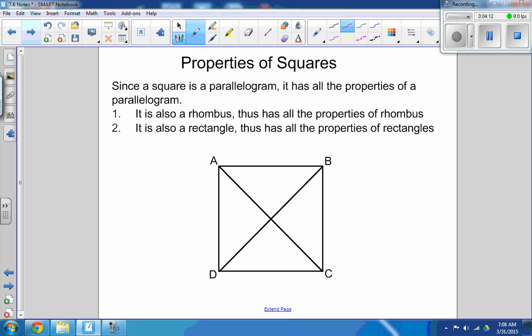Now, let's look at the properties of a square. Since a square is a parallelogram, it has all the properties of a parallelogram. It's also a rhombus, thus it has properties of a rhombus. It's also a rectangle, and thus it has all the properties of a rectangle. So all four sides are congruent. All your angles are 90 degrees. Diagonals intersect at 90 degrees, and diagonals are congruent. So that's all the properties of all those shapes.